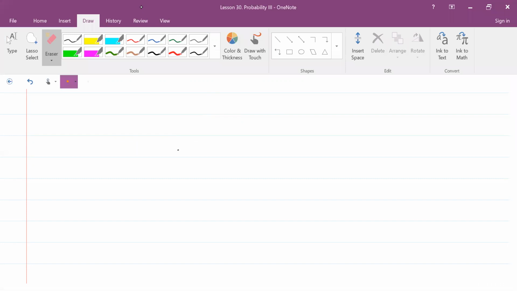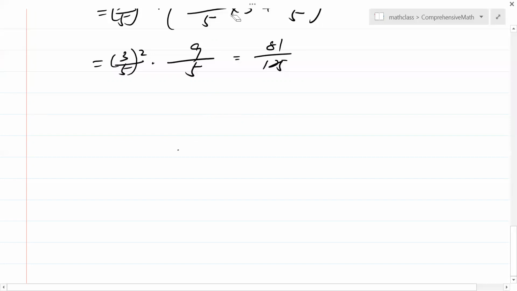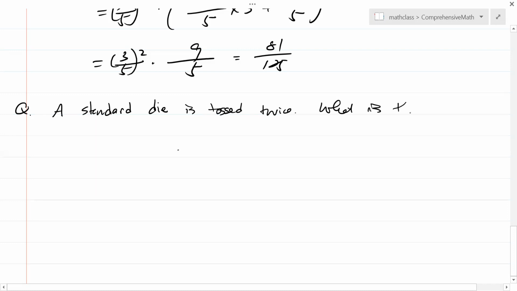All right. So our next problem will be similar to this. It's about similar problems. A standard die is tossed twice. What is the probability that I obtain exactly one 5?